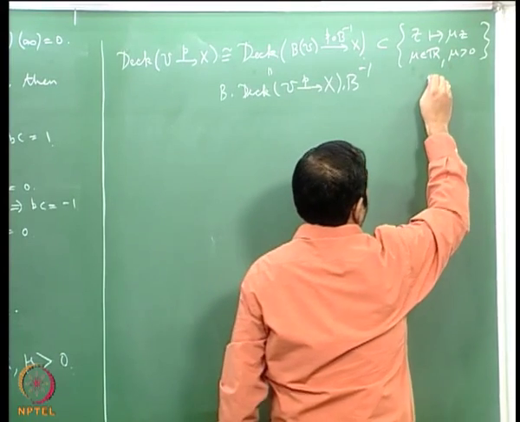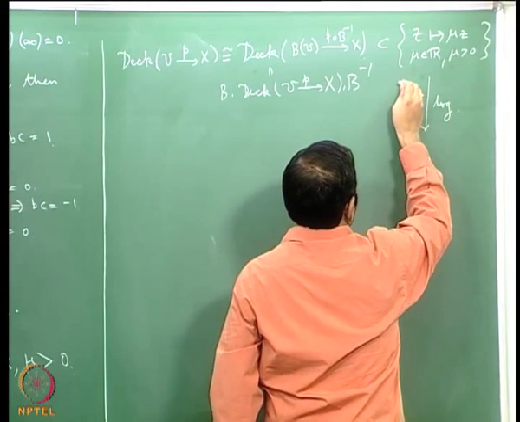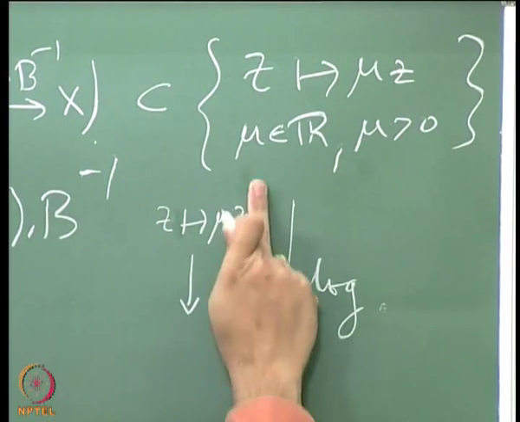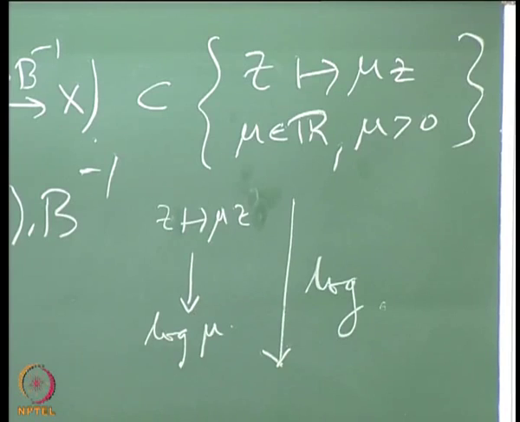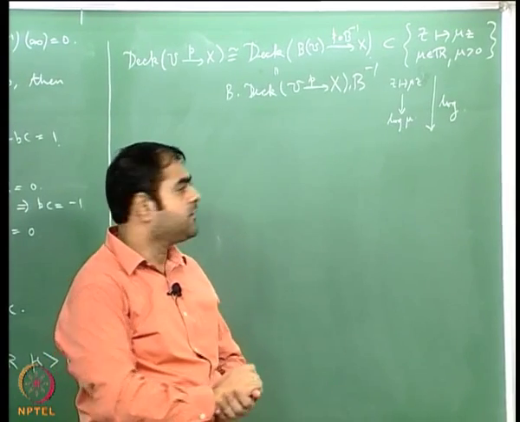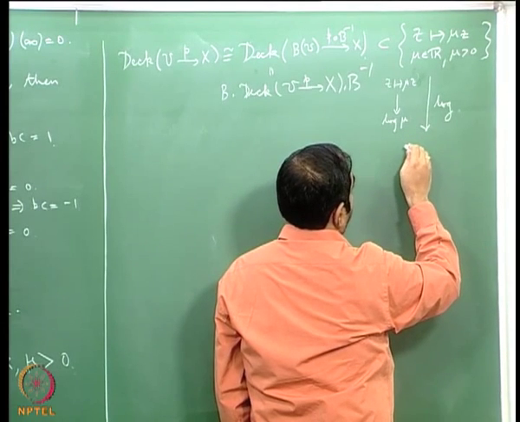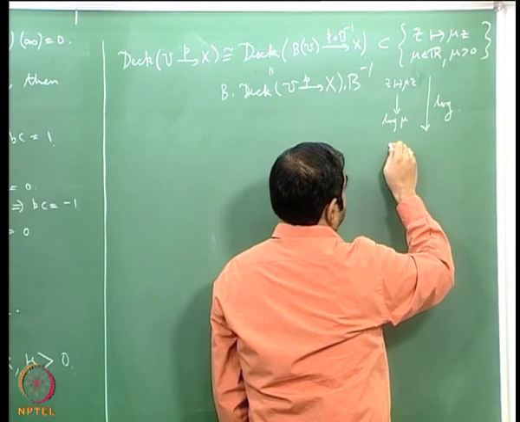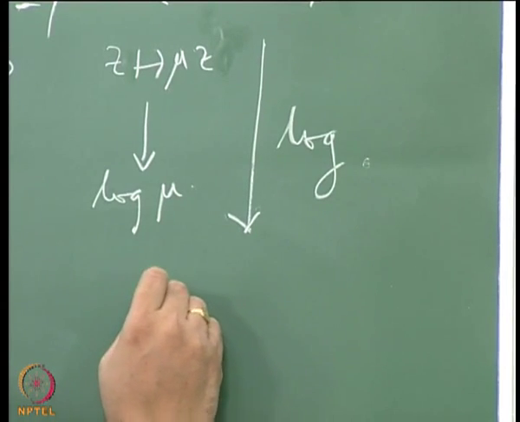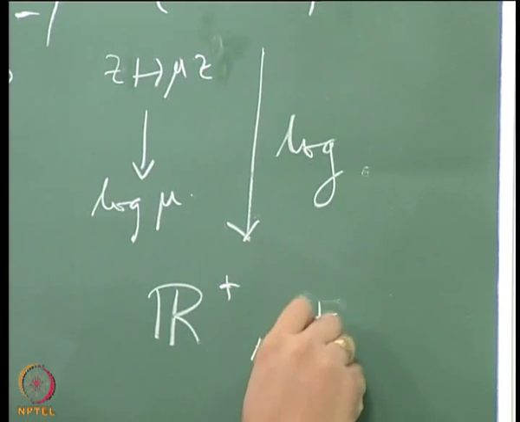So what I do is I simply take the log map, namely I just send z going to mu z to log mu. This is the real logarithm to the base e. So I take this, and what I end up with is identified with R plus under addition, R plus under addition.